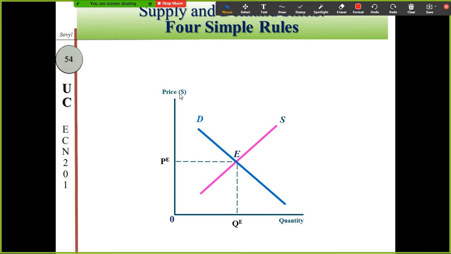Suppose you look at this graph. This graph is about supply and demand for one product, any product that you want to study. This is the demand curve and the supply curve. They normally intersect at one point, and this point is the equilibrium. From it you can see the equilibrium price and the equilibrium quantity. So this is the original equilibrium.